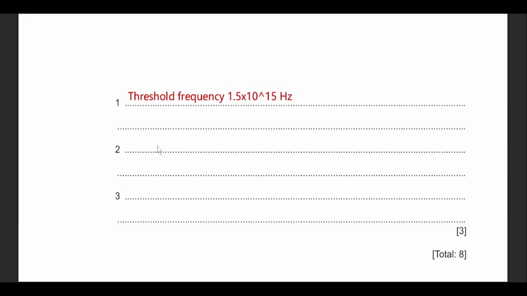Now, using the same information, we can find the second piece of information, which is v equals f lambda, which becomes 3 into 10 raised to power 8 meters per second. Frequency is 1.5 into 10 raised to power 15 into lambda. The lambda here comes out as 2.07 into 10 raised to power minus 7 meters. So this is the second piece of information.